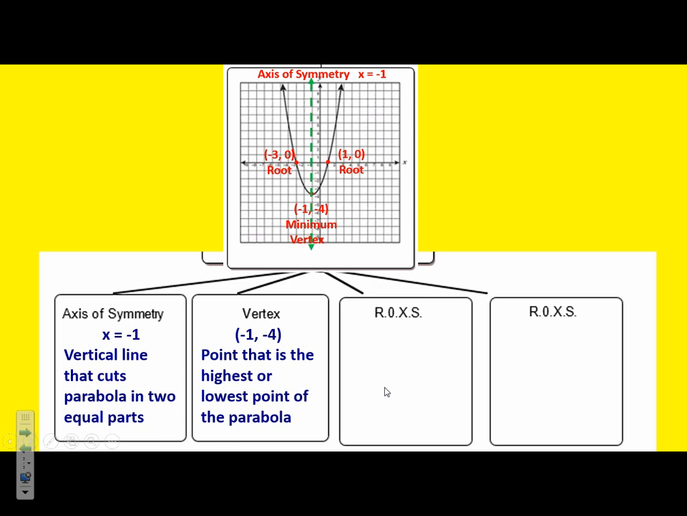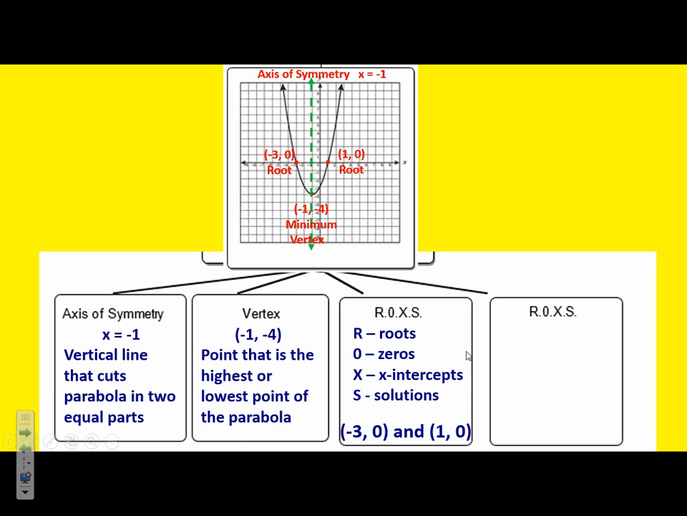We use the acronym ROCKS to represent roots, zeros, x-intercepts, and solutions. Many times these terms are used interchangeably. And as we use them, we want you to know that we're still looking for these points where the function crosses the x-axis. Zeros and solutions will become important later as we factor and we solve quadratic equations. So in this case, our roots were -3, 0, and 1, 0.